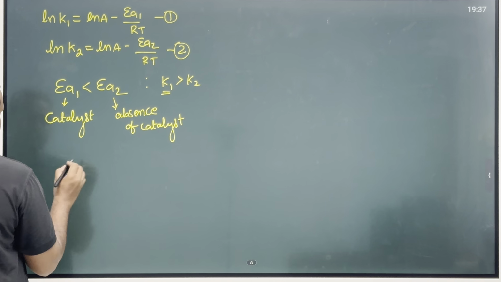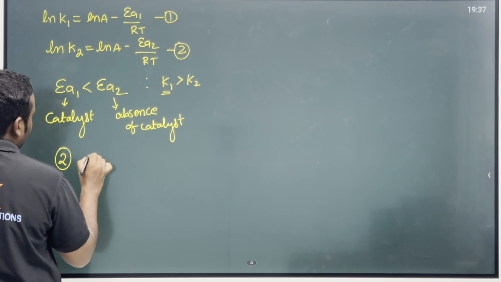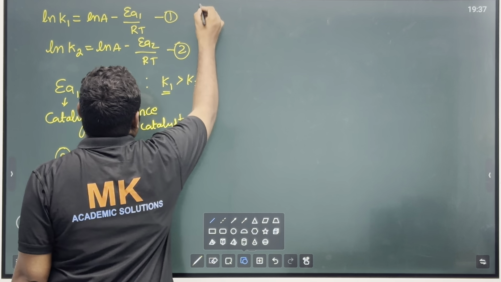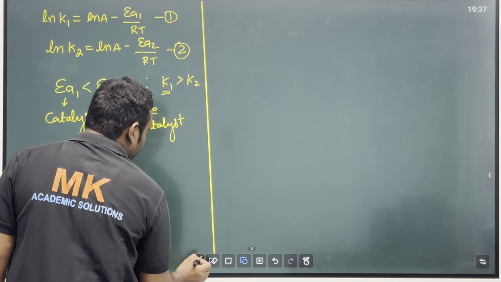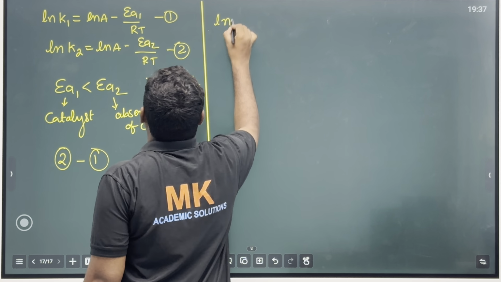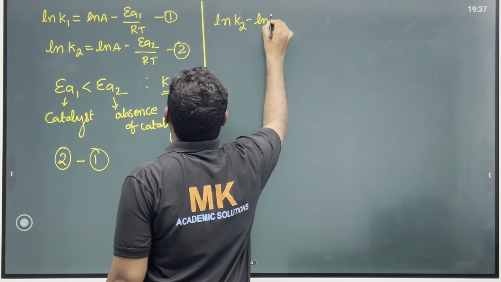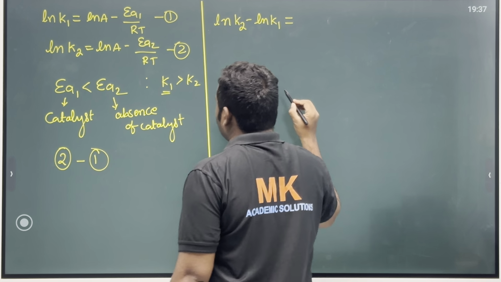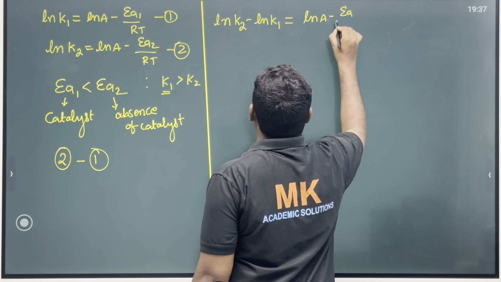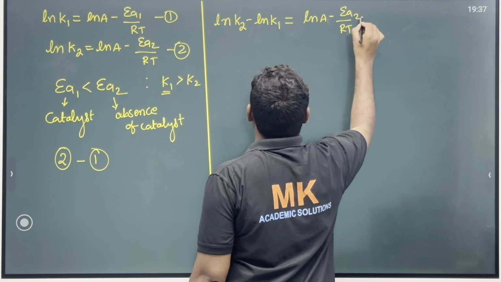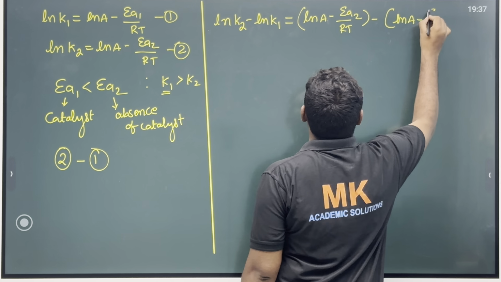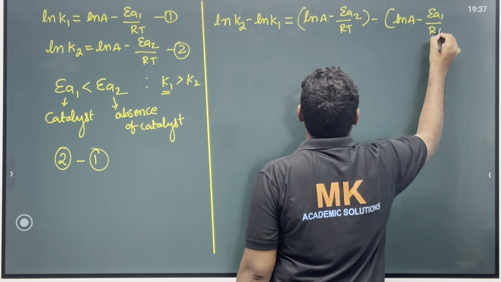Now let us do 2 minus 1. When you do 2 minus 1, what will you get? The same equation. 2 minus 1 means ln K2 minus ln K1, that is equal to ln A minus EA2 by RT, minus ln A minus EA1 by RT.